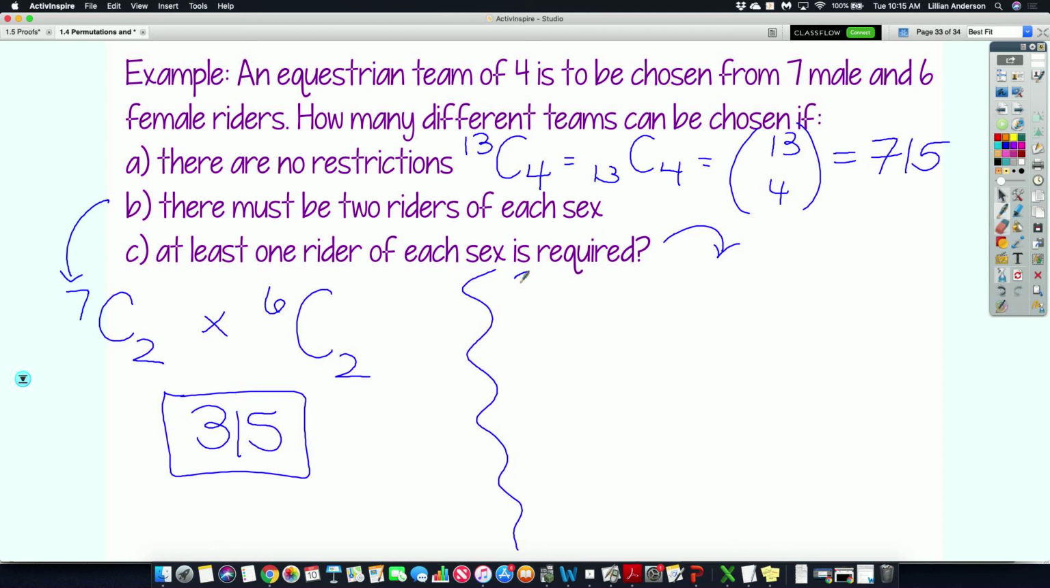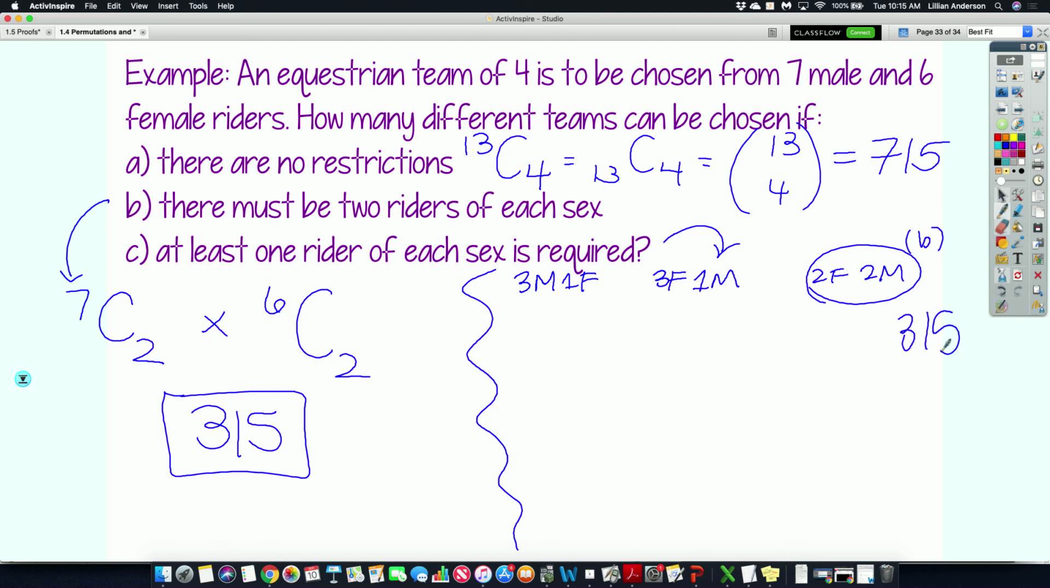Talk it out. How can it happen? You can have 3 males, 1 female. 2 and 2. You can have 3 females and 1 male. 2 females and 2 males, which we just figured out. So we already know what that one is, because this is the same one from part B. So we already know that's 315 ways.